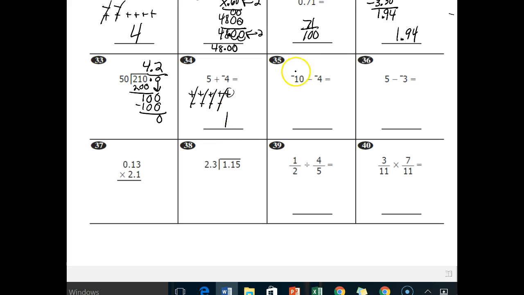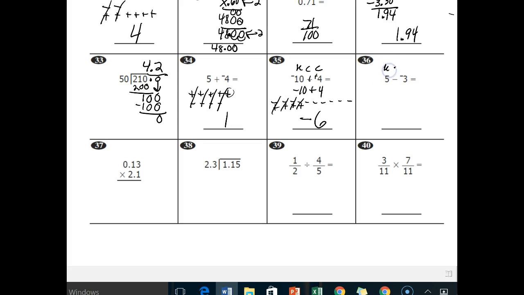We'll talk about this in specific, but go ahead and copy this down for now. This is keep, change, change. Keep, change, change. So this becomes negative 10 plus positive 4. So I'm going to put down 10 negatives. 1, 2, 3, 4, 5, 6, 7, 8, 9, 10, and 4 positive. 1, 2, 3, 4. Opposites cancel out. I'm left with 1, 2, 3, 4, 5, 6, but they're negatives, so negative 6 is my answer.